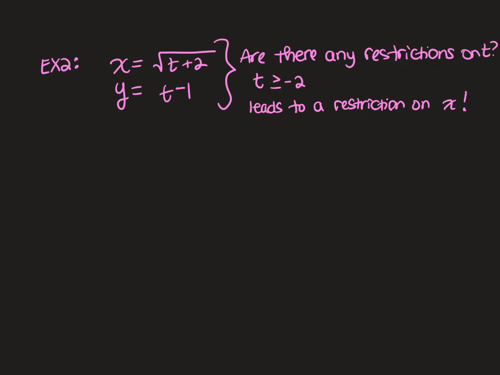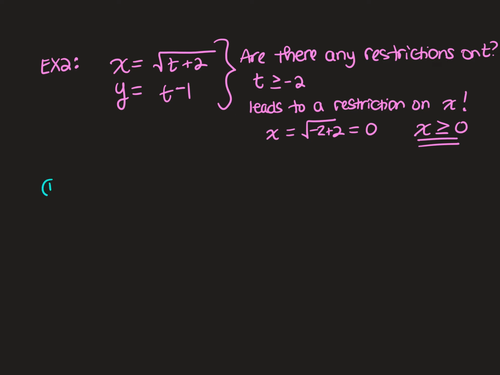So if t has to be greater than or equal to negative 2, well, when I plug in negative 2, let's see what that ends up being. So x has to be greater than or equal to 0. So this is important for when we go to actually sketch the graph. That's going to happen a little bit later.